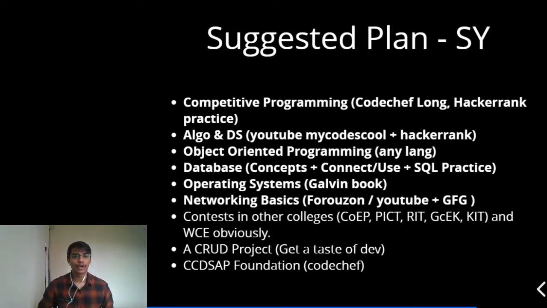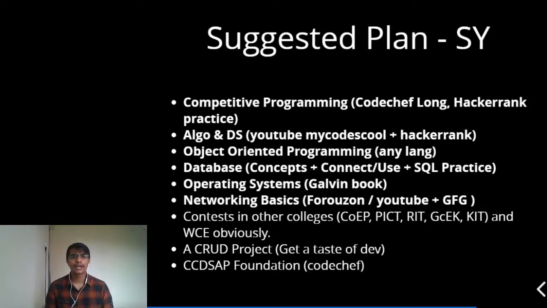So, competitive programming. Even if you have not started competitive programming, as I told, I started it after 3 semesters were completed. You have just completed 2 semesters. Even if some of you have not started, you are still good to go. It's never too late to start.